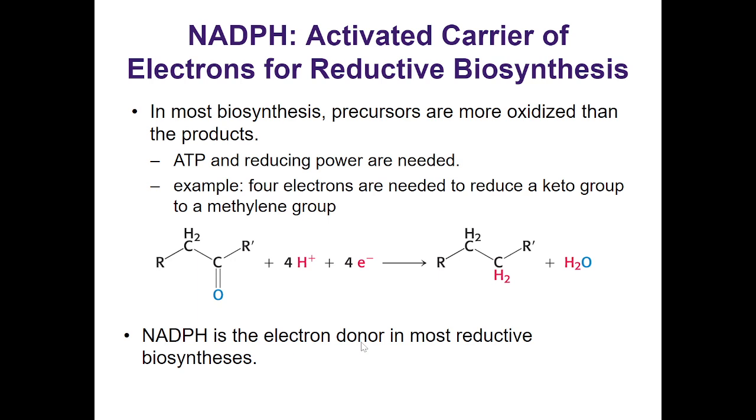The NADPH, is this going to be the electron donor in most reductive biosyntheses? You notice that we have the NAD portion right here. And now we have a phosphoryl group, right?